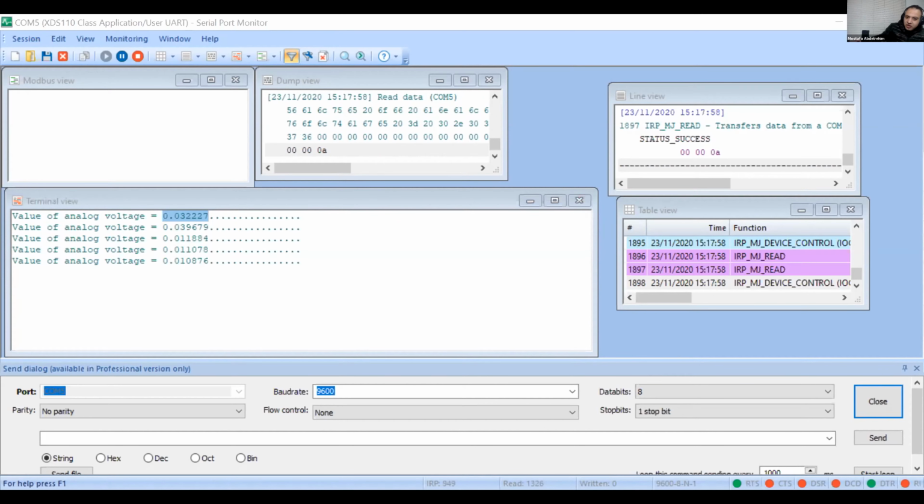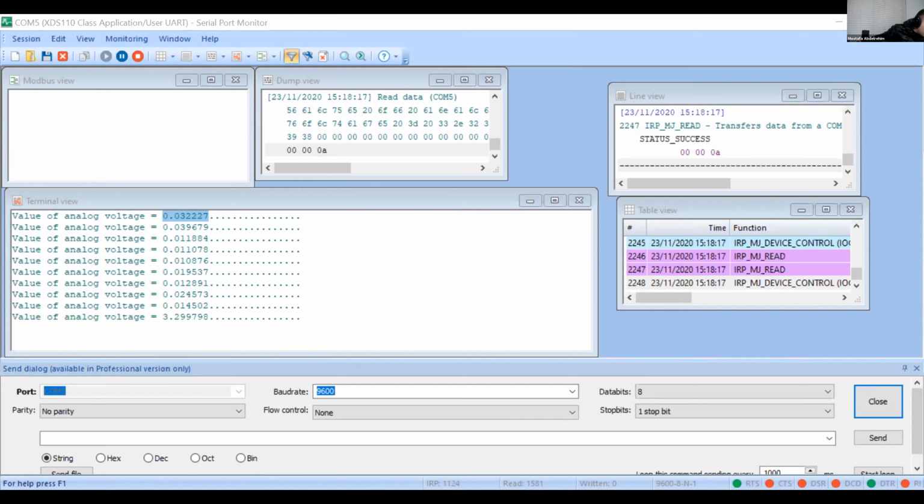So here are our different runs. I'm just clicking on the green arrow. Now if I connect B5.5 to 3.3 volt, we should read one. 3.299, 3.98, and so on. Okay, this is what I want to see: a message that shows this is the output of the ADC.